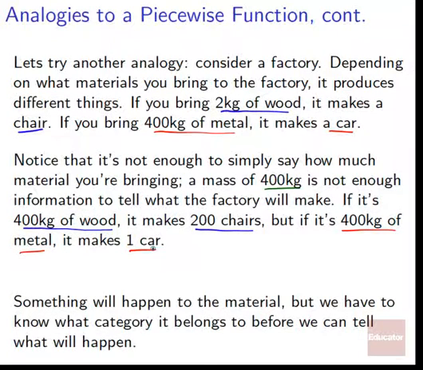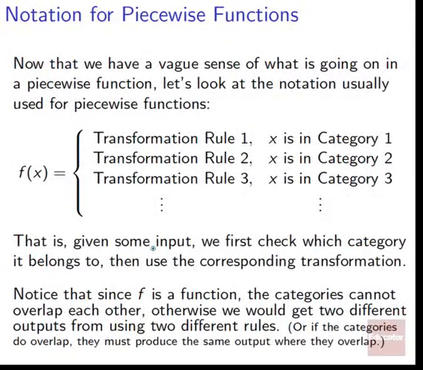So something's going to happen to the material no matter what, but we have to know the category that the material belongs to. We have to know what we're putting in, not just a specific number, but what sort of group it's from, before we can tell what's going to happen. So this is now a vague sense of piecewise functions. A piecewise function is something where a process will happen to the input, but different things will happen depending on the specific nature of the input. That's a really good sense for what a piecewise function is.